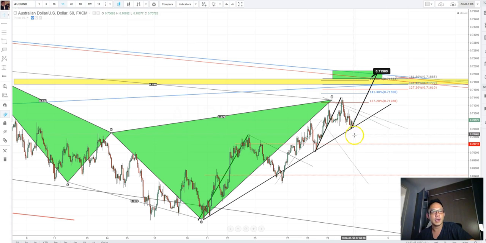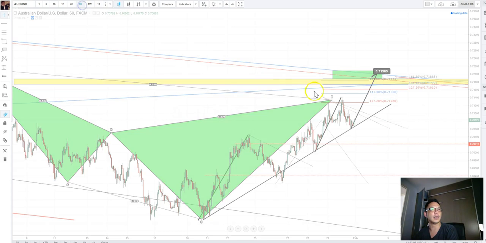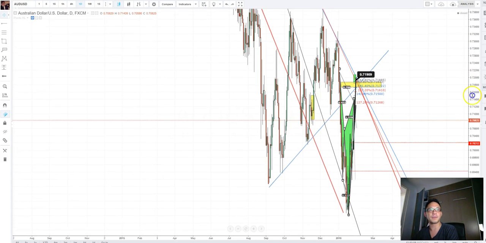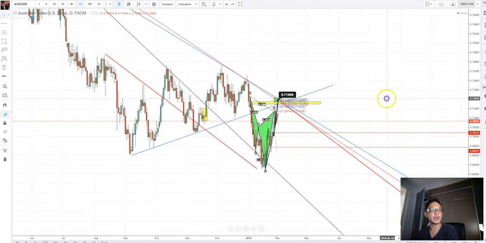Who knows? But the first thing to look for is the violation of the structure. If we break this structure level, then we can safely say we're going to be looking for another move higher. So this could still be in play, something to keep an eye on. But I'm definitely looking for a reversal around this level here. If we get that reversal, how far we go down, I don't know.